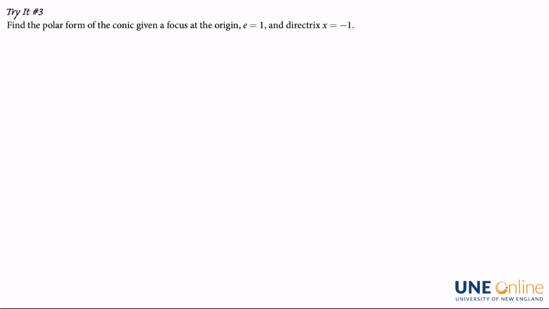For our last example, we are asked to find the polar form of the conic given a focus at the origin, e equal to 1, or eccentricity equal to 1, and a directrix at x equals -1. So let's do a quick sketch of this.